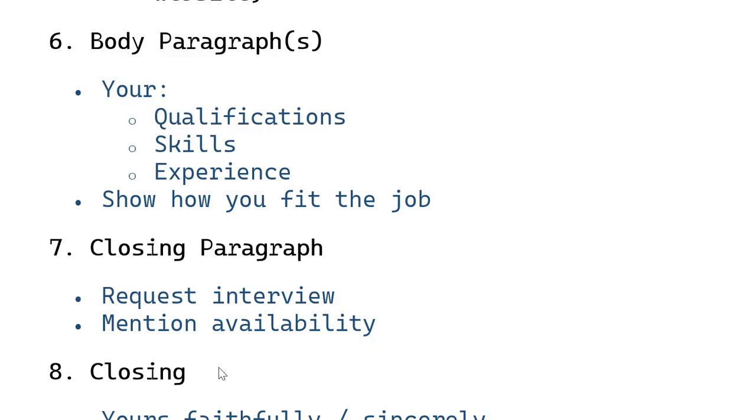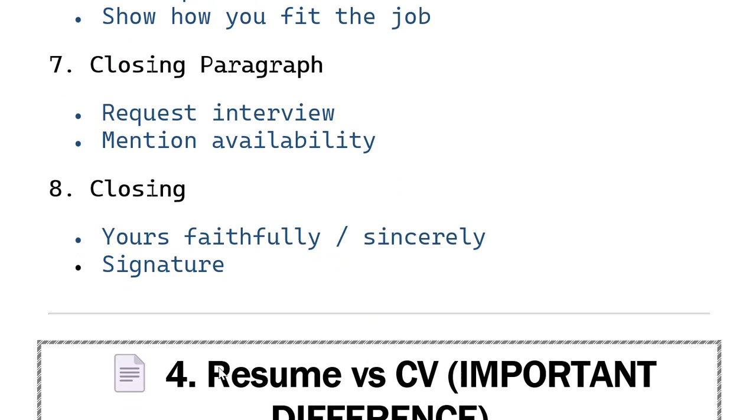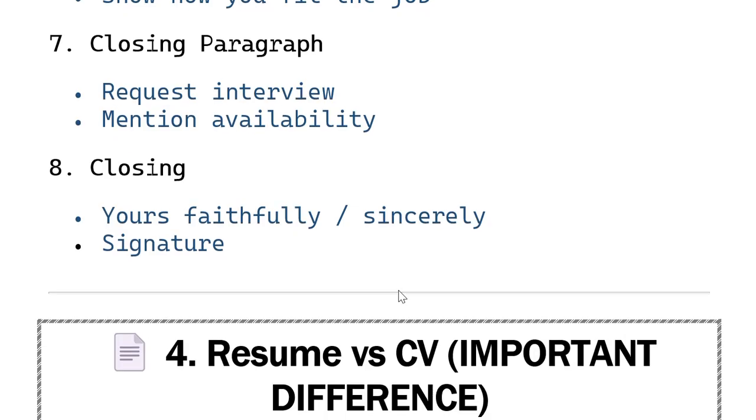And now in the eighth point of the job application, you have to write the closing. How shall we write the closing? So, yours faithfully or sincerely, etc., and finally your signature.